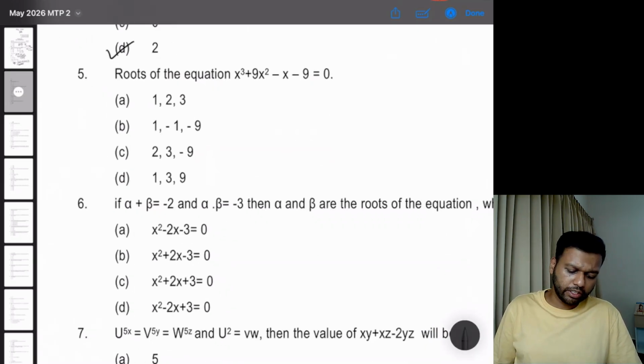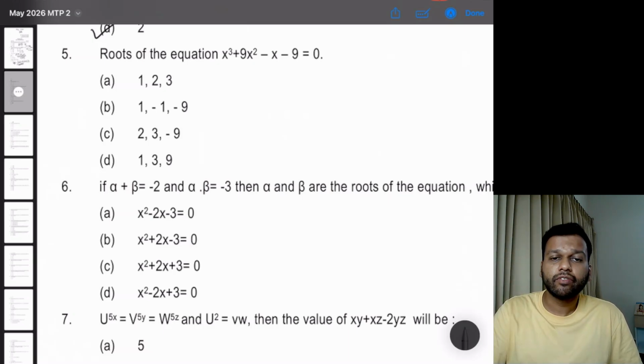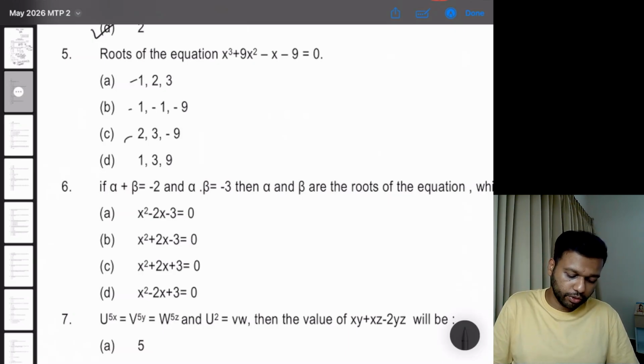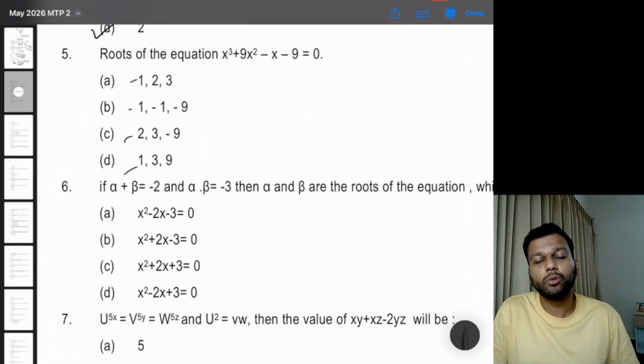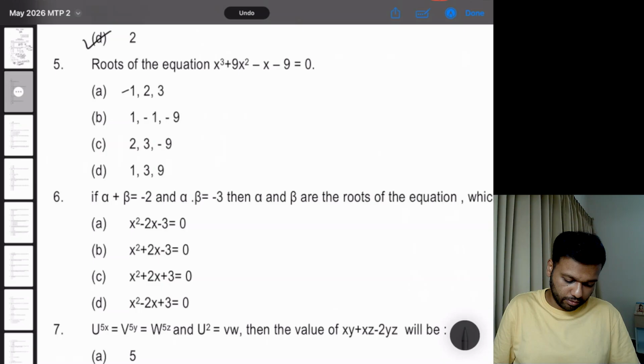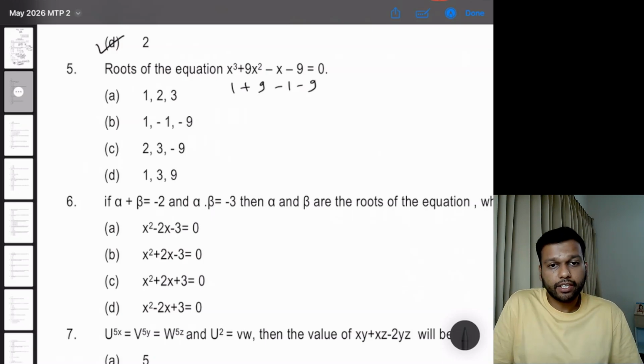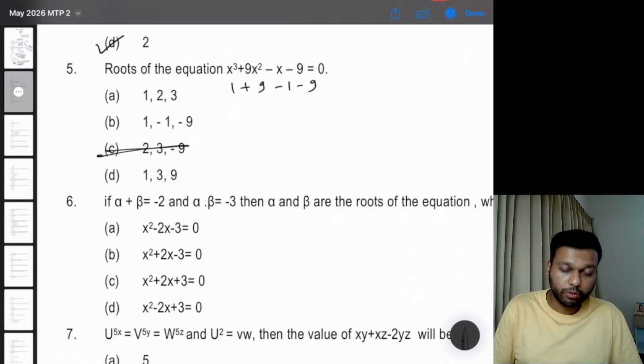Okay, next. Roots of the equation x cube plus 9x square and something, right? It is a cubic equation, but options are all different, so you don't actually need to solve it. You can just go by options, which is the easiest way. Let's see if 1 works. 1 plus 9 minus 1 minus 9, that is 0. So that means this option is out.